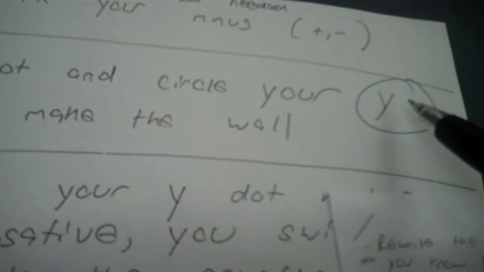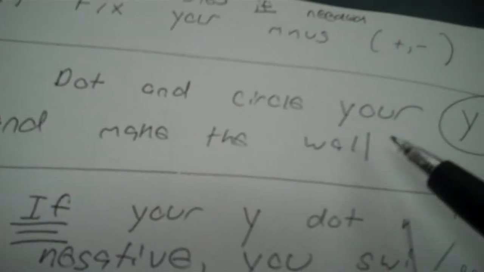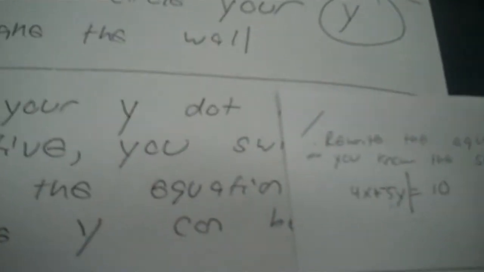Dot and circle your y. The y is dot and circled, make the wall. We already have the wall, okay? Dot and circle your y. Okay, and then circle that.